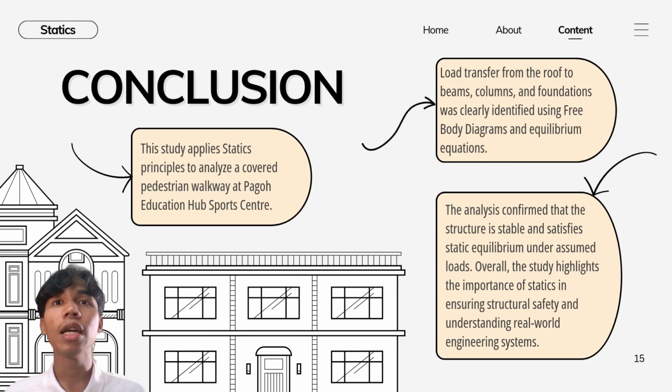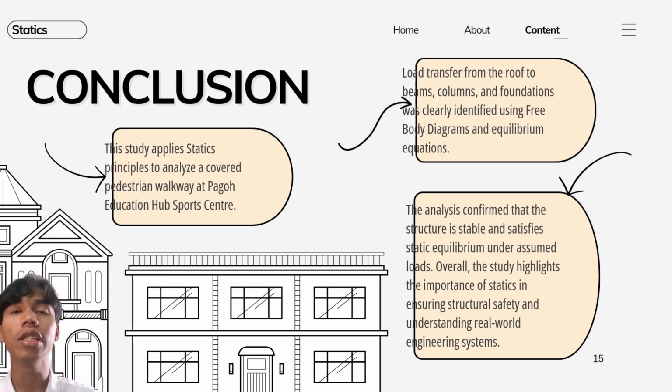For the conclusion, the study applies static principles to analyze a covered pedestrian walkway at Pagoh Education Hub Sports Centre. Other than that, the load transfer from the roof to beams, columns and foundation was clearly identified using the free body diagram and equilibrium equations. The analysis confirmed that the structure is stable and satisfies static equilibrium under assumed loads. Overall, the study highlights the importance of statics in engineering, structural safety, and understanding real-world engineering systems.